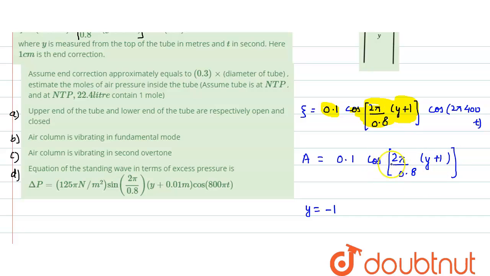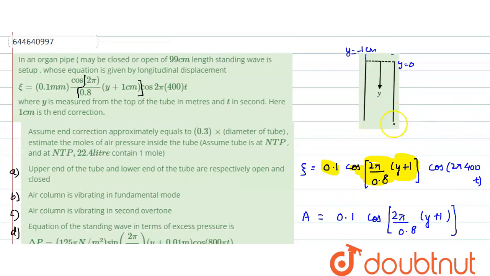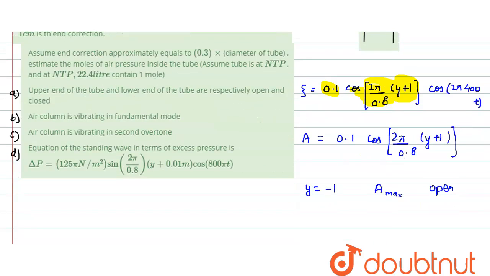So cos 0 has the maximum value of 1. So we can say that our amplitude is becoming maximum. Now if amplitude is maximum, we can say that it would be the open end, an antinode, because if amplitude is maximum, then it would be an antinode, and an antinode means it should be the open end. Now the total length is given as 99 centimeter and the end correction is 1 centimeter.